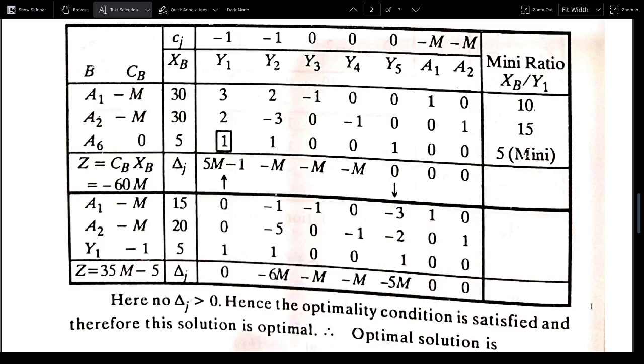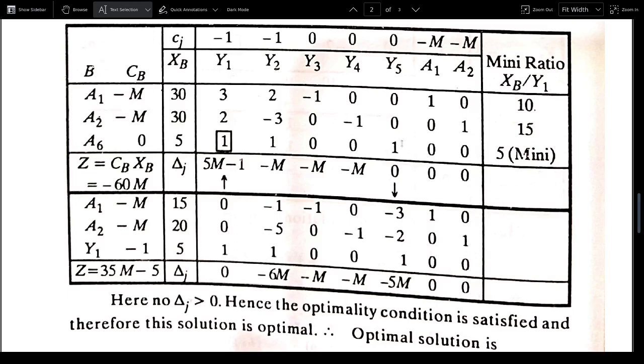Then you put all these values. Here Z equals CB into XB, so the value is minus 60M. Delta J: the first delta is 5M minus 1, the second one is minus M, then minus M, 0, 0. Here you see M is a large positive number, right? So which one is positive? In the first column, 5M minus 1 is the positive value.